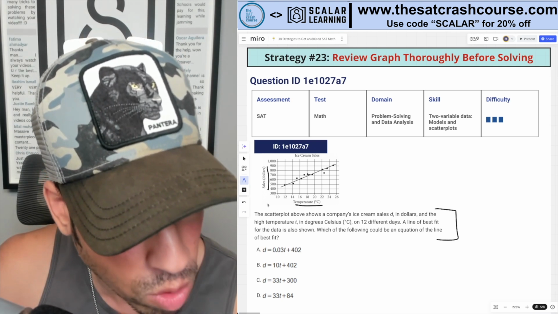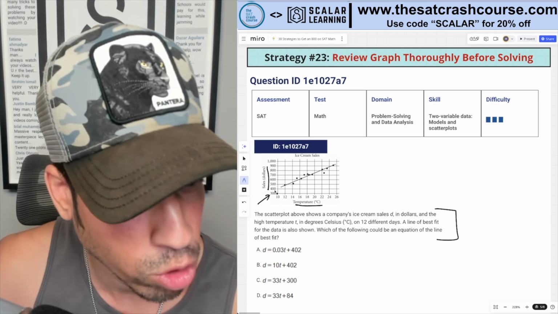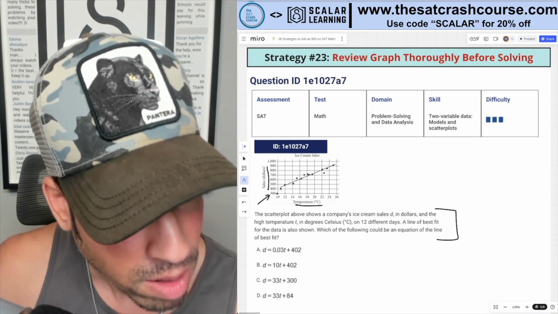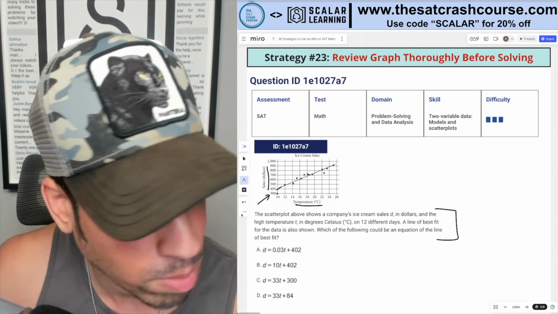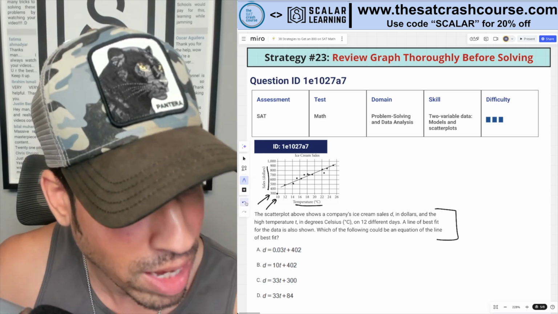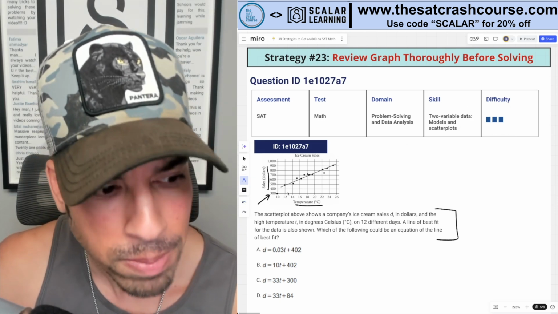But again, notice, and this is the important part, we're not starting at 0, 0. We're not starting at the origin. We're starting at 300, and we're starting at 10. That's very important because sometimes people say, oh, the y-intercept looks like it's about 400, except that's not the y-axis. So that's why looking at the graph, especially for these high-level difficulty problems, is going to be key.